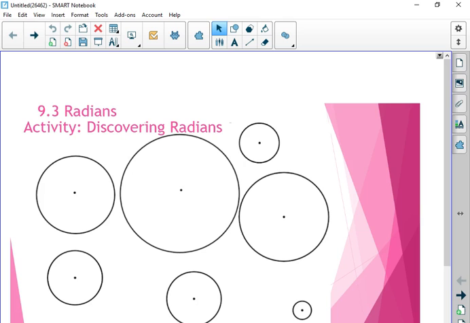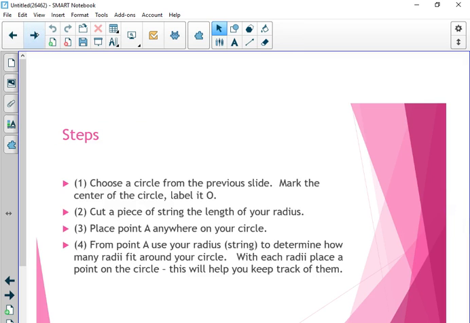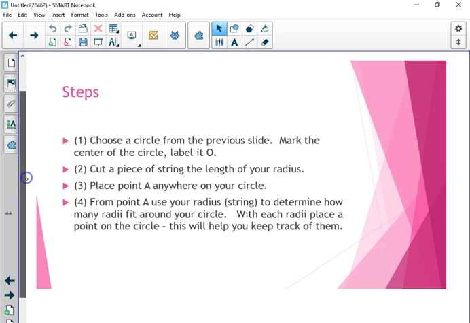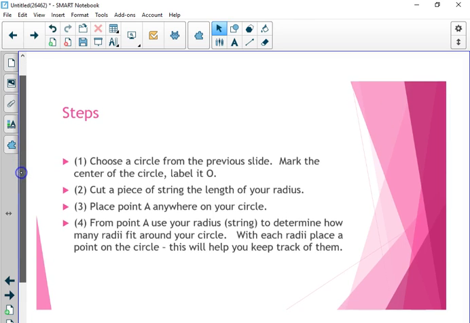Talk about radians. We're going to discover what they are. So, here are the steps we're going to follow. Choose a circle from the previous slide. Mark the center of the circle and label it 0. So yes, I actually want everybody to do this at home. So get a piece of string and choose a circle.